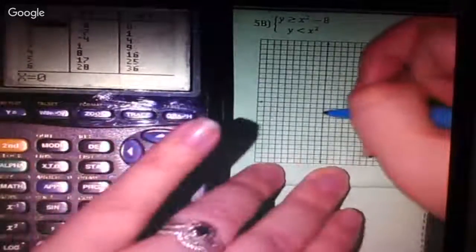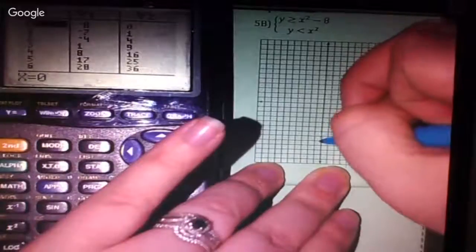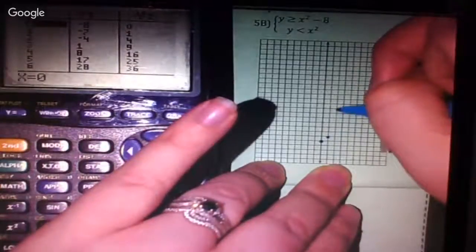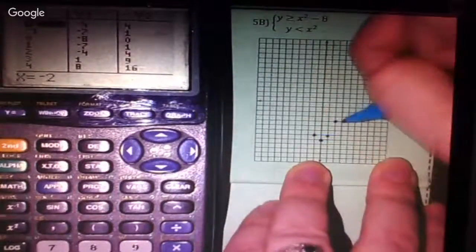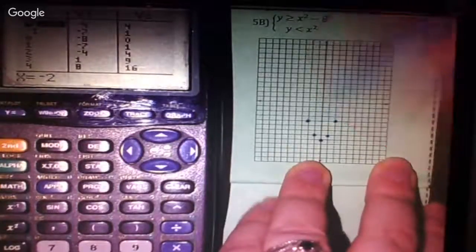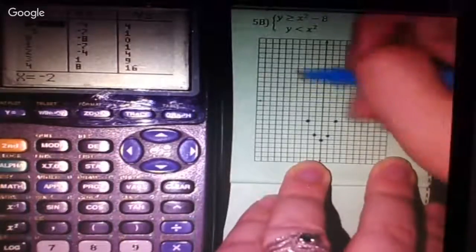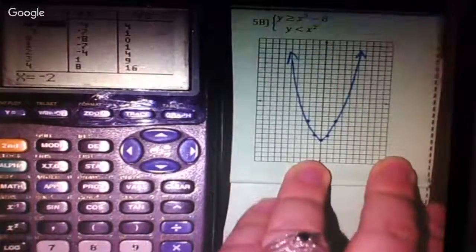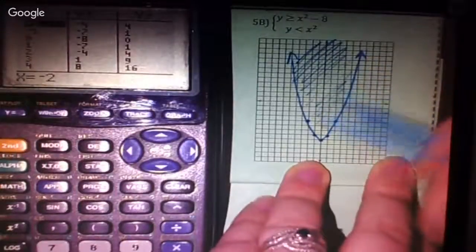Again, if we go to your table, you've got a point at 0, negative 8. I've got one at 1, negative 7, and 2, negative 4. Because I know it curves, I can go up farther and get some other points. I can go to the negative side and get some points. So I've got one at negative 1, negative 7 and negative 2, negative 4. This one is equal to, so it should be a solid line. Once you graph this one, it's greater than. This one shaded up the inside of it.